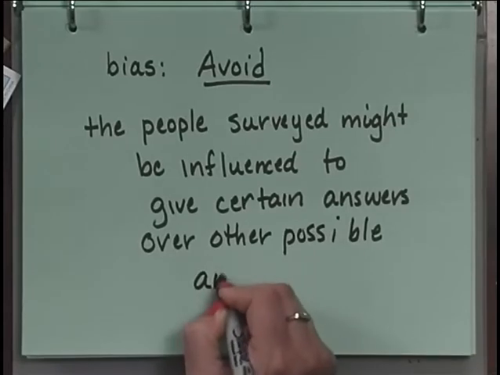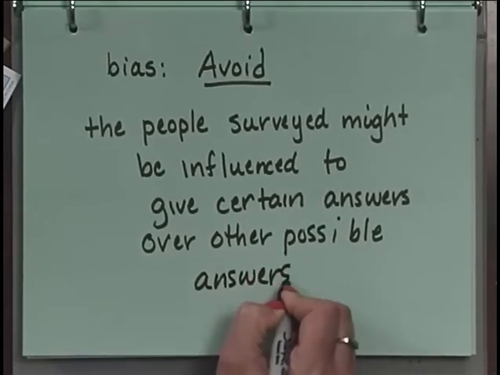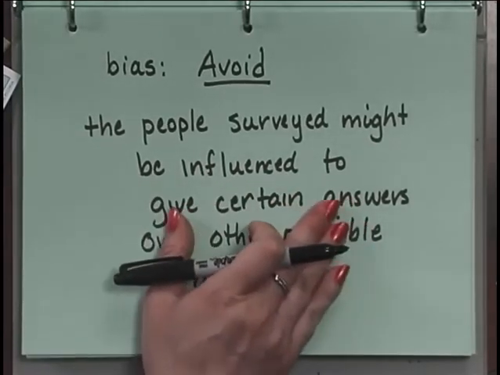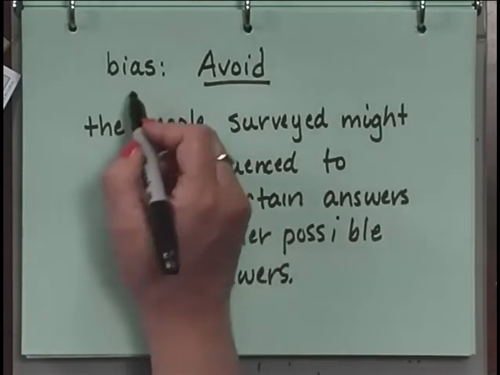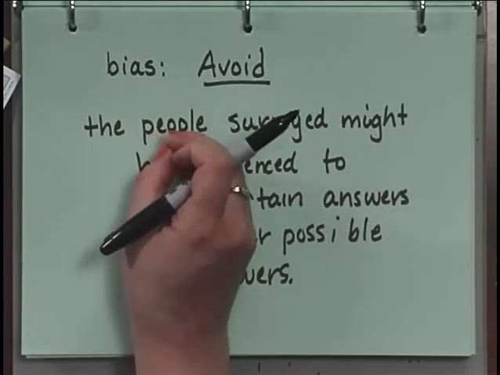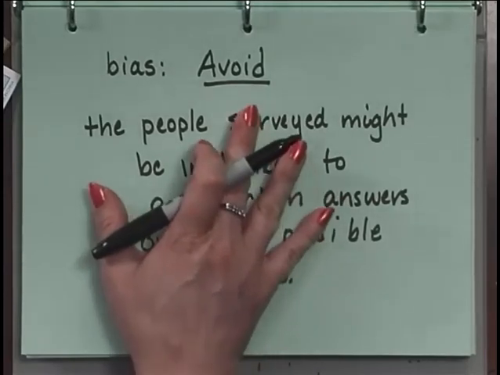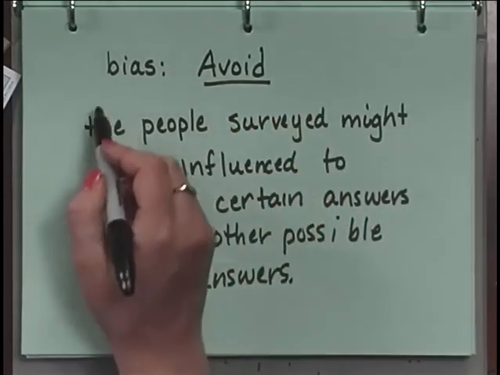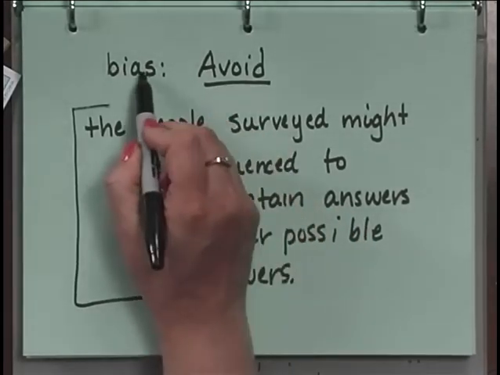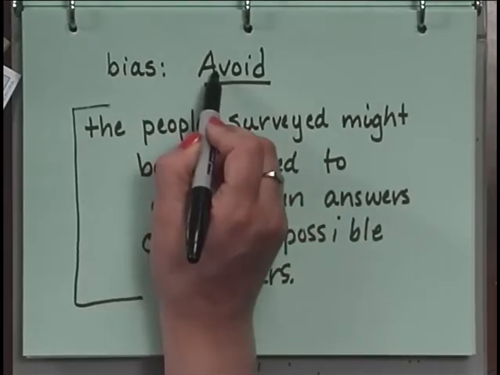So when you're writing a survey, you must be careful not to word your questions in such a way that the people that you're surveying are influenced to give a certain answer. You want people to choose the answer that they believe is the right answer or the choice that they like without feeling any type of pressure, any type of influence from the person that has written the survey. So bias is something that you want to avoid.